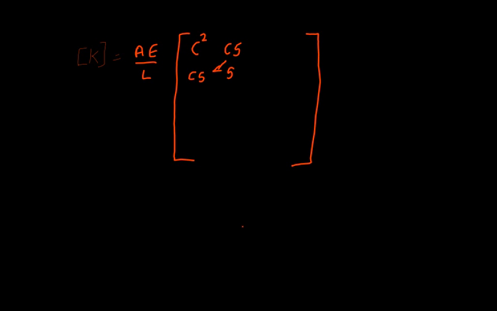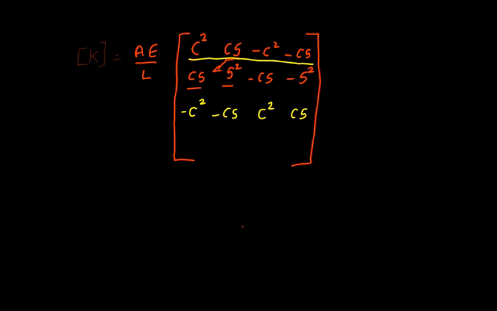That's all. Okay. Then multiply the first row, this term, by minus sign and write minus C square, and this term by minus sign and write minus CS, and multiply this by minus and write minus CS, and multiply this by minus and write minus S square. Then multiply the first row throughout by minus sign and write it in the third row. It's minus C square, minus CS, C square, CS.